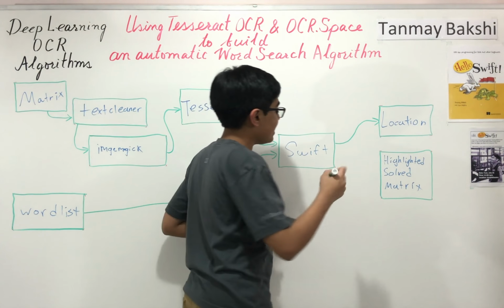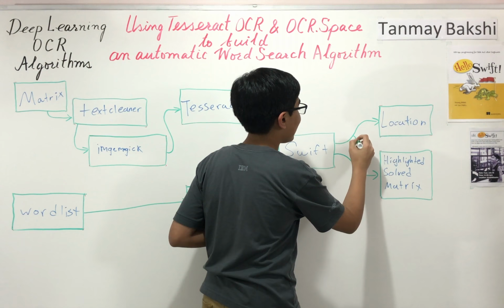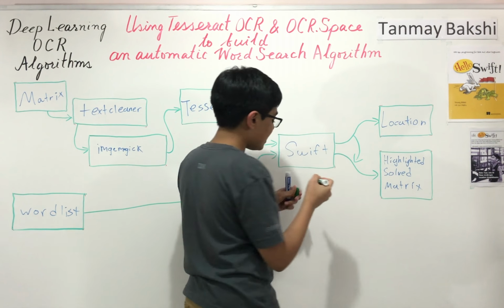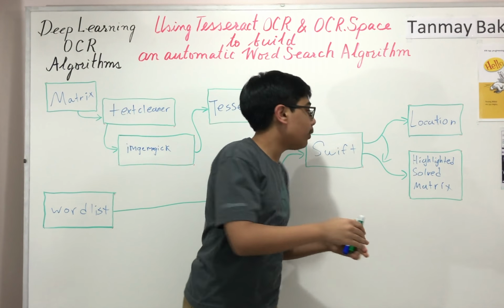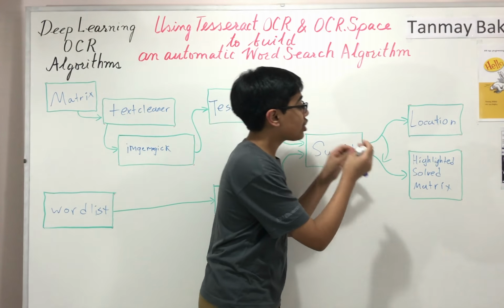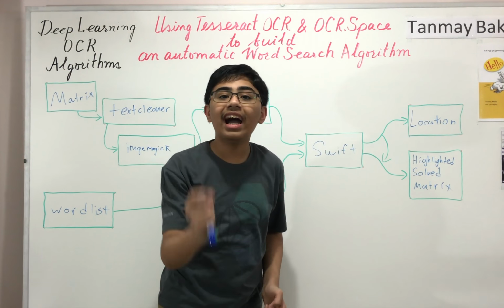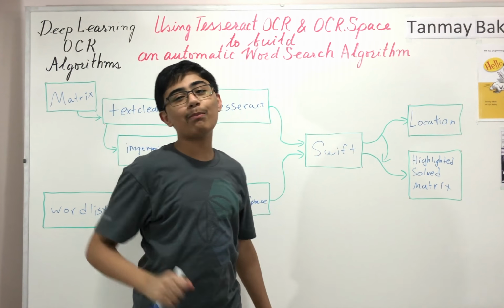And so what happens is Swift does give this output to you, but the location data powers this. So this is basically what's happening. As Swift generates the location output, that location output will then be used, along with just a regular Swift implementation, to actually create this solved and highlighted matrix for the user to use. And that is what we're going to be building today.